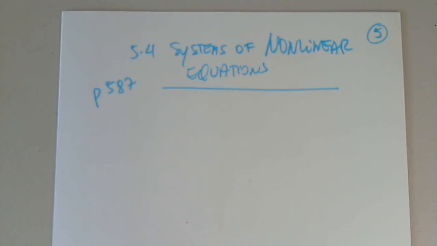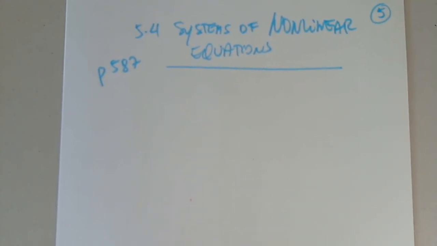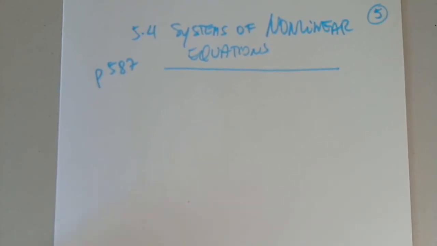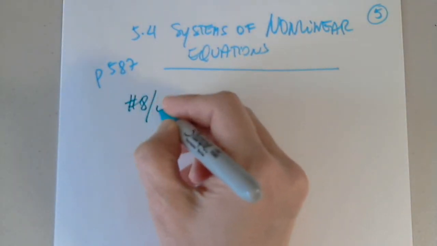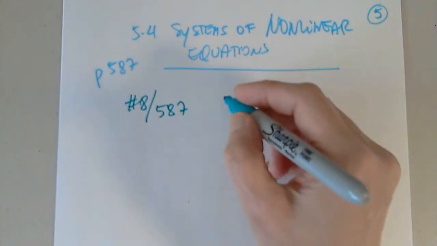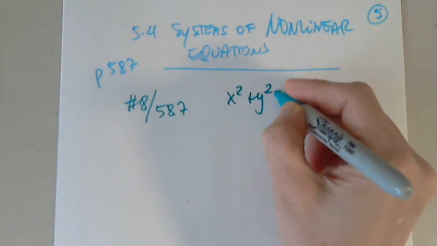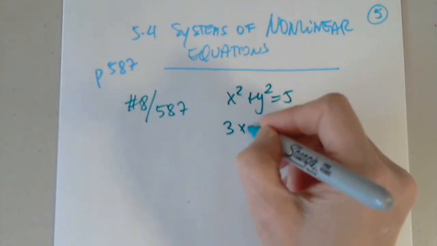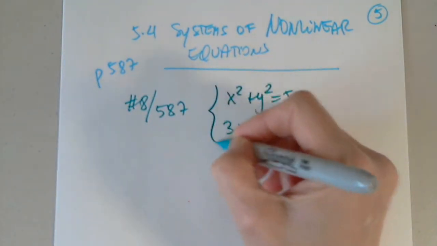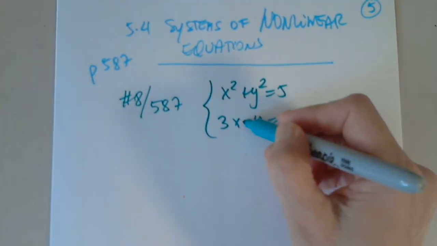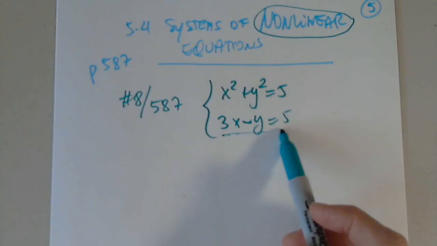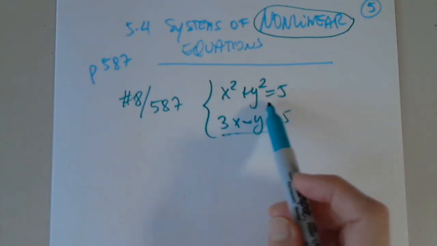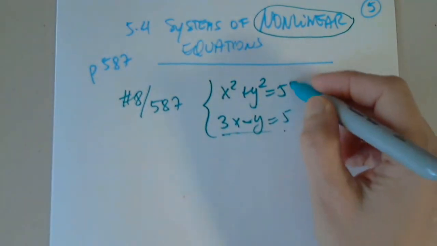Okay, we're going to still look at substitution and elimination. So I'll choose the first one and you'll choose the next. So for example, number 8 on 587 is x squared plus y squared equals 5 and 3x minus y equals 5. Why is this a non-linear system? This one is a linear equation, but this one is not linear. Does anyone remember how this looks?